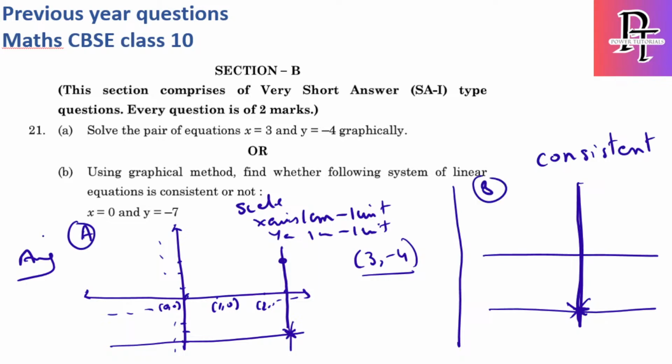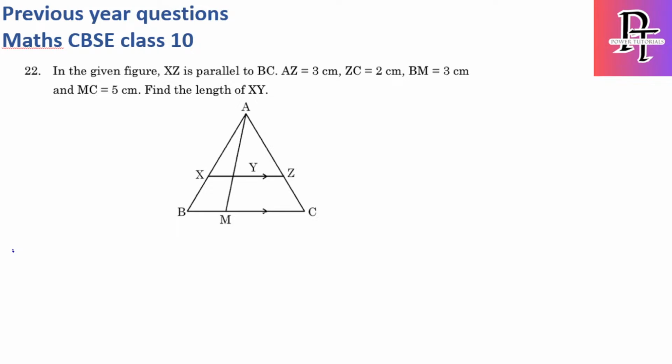Let's move on to the next one, 22nd. This is a little interesting triangles question. I think it is exactly the same as the XS question also. Let's see the question. XZ is parallel to BC. AZ is mentioned, ZC is mentioned, BM is mentioned, MC is mentioned. From XY they are asking, so this is a Y point here. XY, this value they are asking.